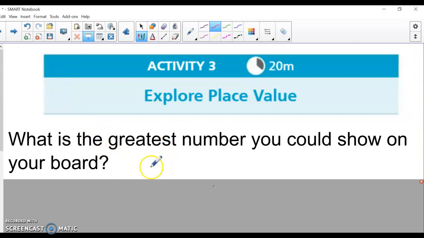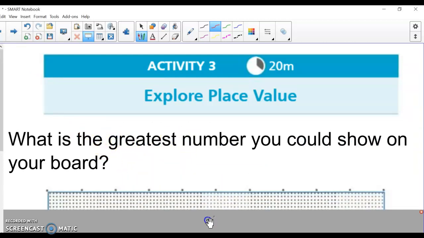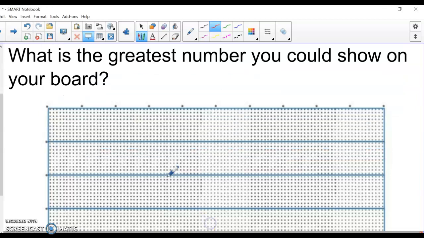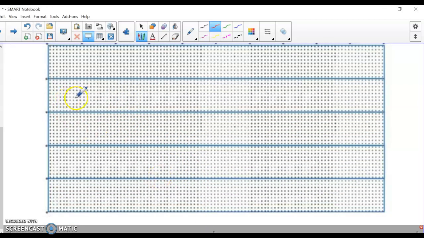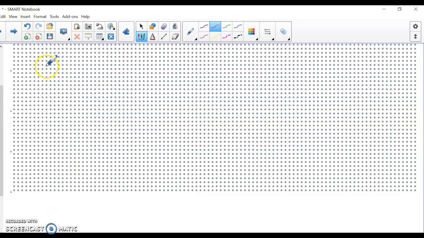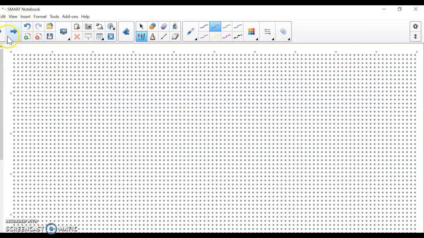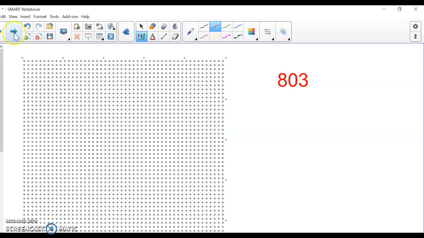So I want to think about what's the biggest number you could show on your board. If you look on your board, what's the biggest thing you could show? Well, really, the biggest place value we can go to is thousands with this board, and here's 1,000, 2,000, 3,000, 4,000, and ultimately 5,000 is as large as it's going to get.